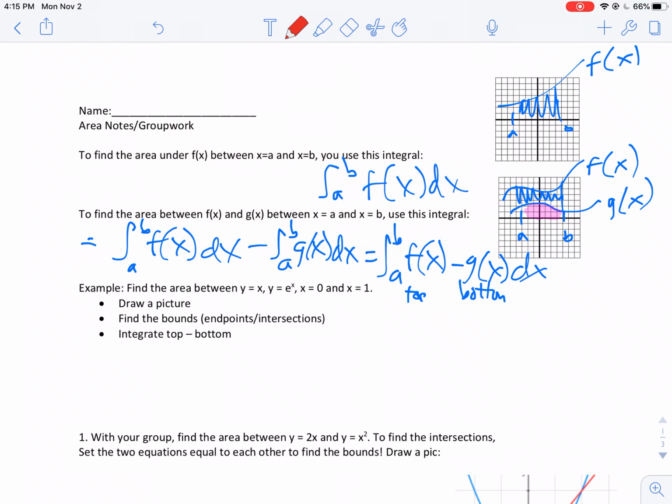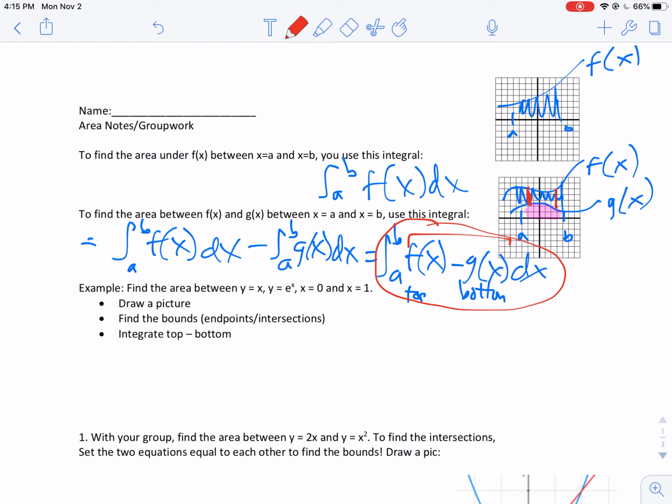Another thing you could do is think about this as, when you're doing this integral, you're just integrating the distance between them, that red distance being a top minus bottom. You're just integrating that distance all the way from a to b. Anyway, if you want to find the area between two curves, you just integrate f of x minus g of x. Okay, so now let's get some problems.